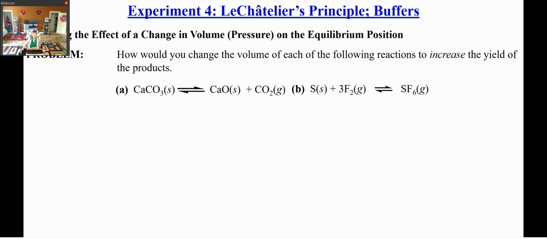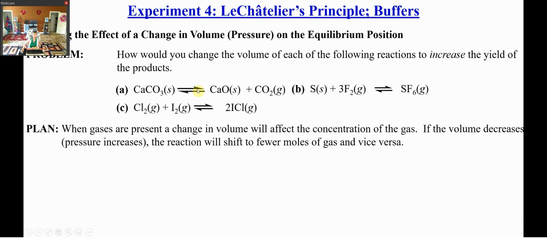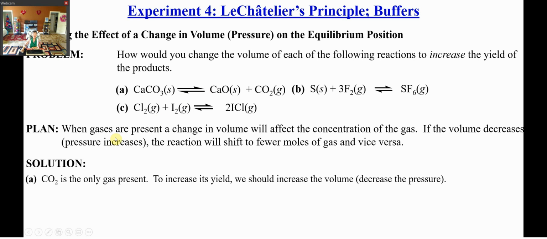So we also have some questions. Three more questions. I want to see how you are going to increase the product yield if you change the volume of each reaction. So for the first one, what's your plan? When gas molecules are present, a change in volume will affect the concentration of the gas. So solid is not going to be involved. In the first reaction, only carbon dioxide will be involved.